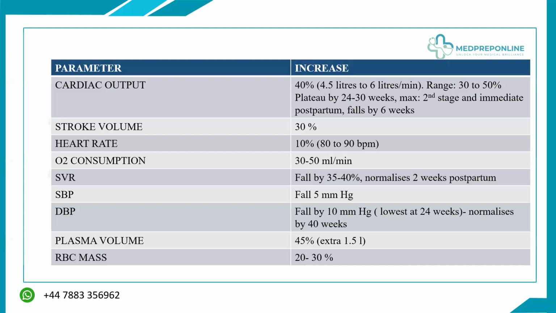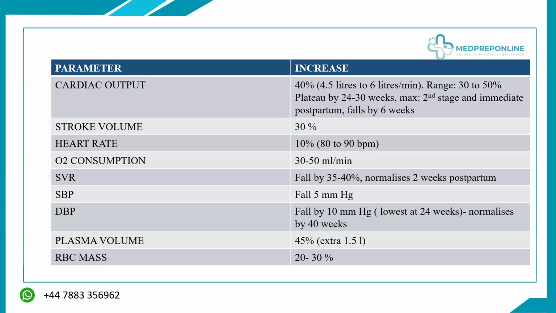Because of the fall in systemic vascular resistance, we'll see that the blood pressure is also reduced. Because of the relaxing effect of progesterone on the arteriolar dilation, you can see that the fall is almost 35 to 40%, and this will normalize 2 weeks postpartum. Systolic blood pressure remains more or less stable throughout pregnancy. The fall is only around 5 millimeters mercury during the second trimester, whereas the fall in diastolic blood pressure is more marked to the count of 10 millimeters mercury.